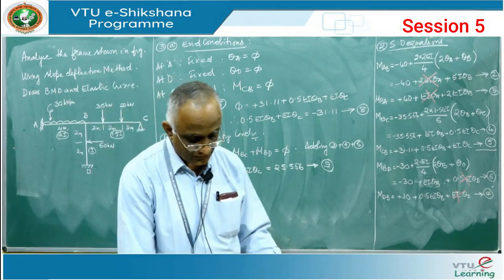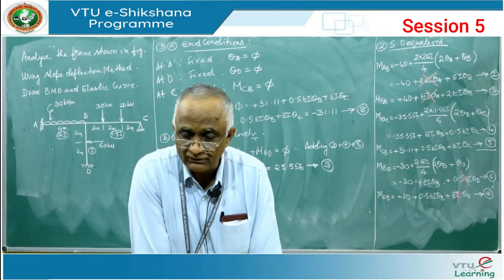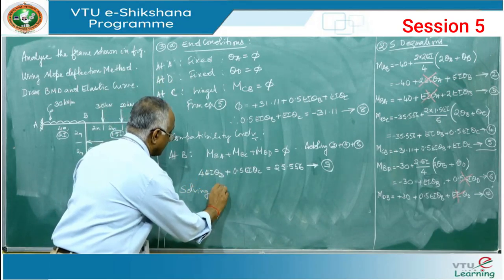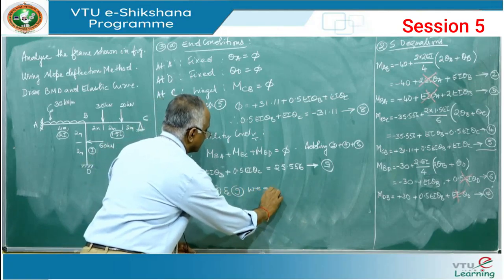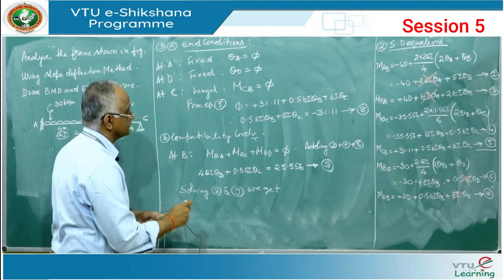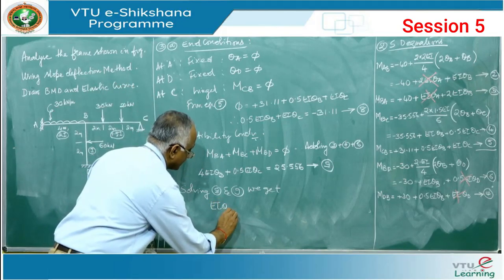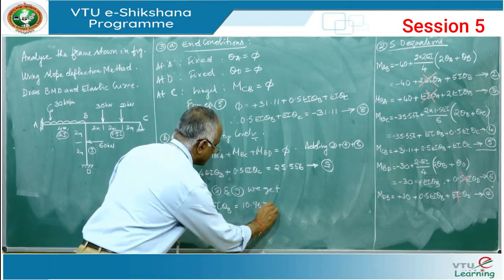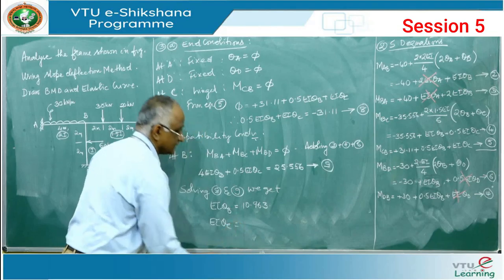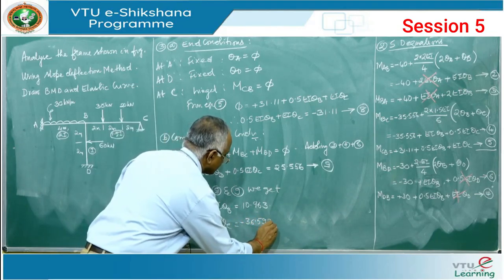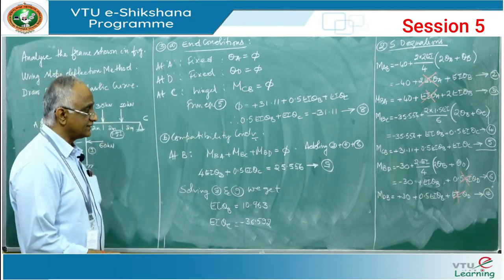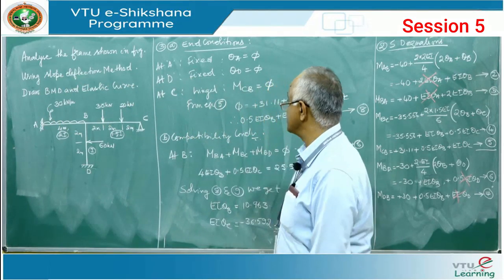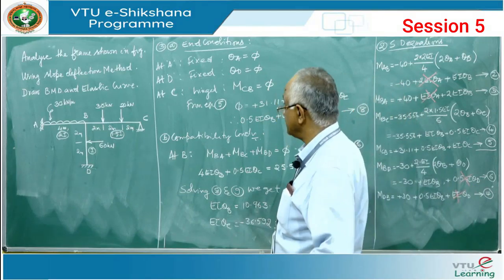Now we got two equations with two unknowns, two linear simultaneous equations. So on solving these two, we will get the expressions for the slopes. Solving 8 and 9, we get, so simple equations, you can solve it now. So the answer is EI theta B is equal to 10.963 and EI theta C is minus 36.592. Of course, the other two are already 0, theta A and theta D, that we already introduced into the slope deflection equations. So once you got this, substitute back into the equations 2 to 7, you will get all the end moments.